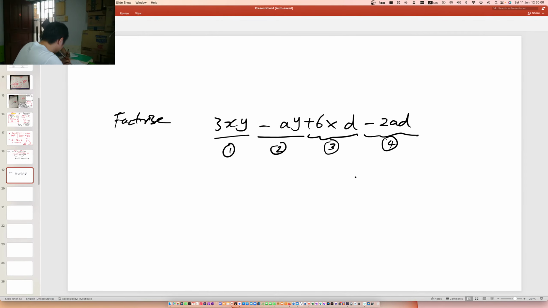Yeah, so good. You split to the first, second, then third and fourth. And then you split, you will see that common y, very good. Then over here is here. Then for this, let me see how you split. Okay, you take out the 2d. Very good. So that's how you factorize. Okay? Very good. Next question.